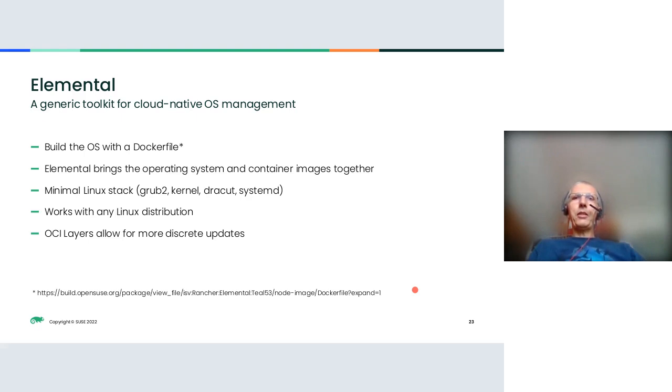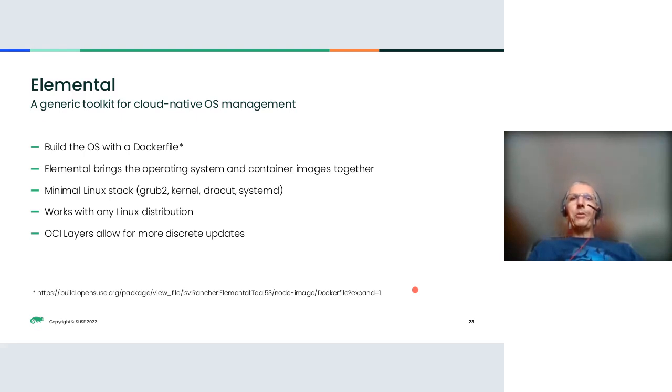So what are the characteristics of Elemental and an operating system with Elemental? We can build the operating system with a Dockerfile. And I have linked here our current project in OBS where we do just that. If you look closely at the Dockerfile, of course, it imports SLE Micro for Rancher, which is a set of packages in a container image file built by Kiwi. But there's nothing that would prevent us from doing everything in a Dockerfile.